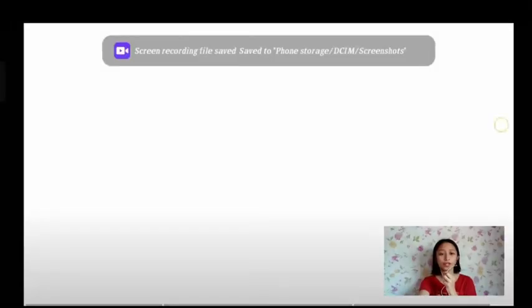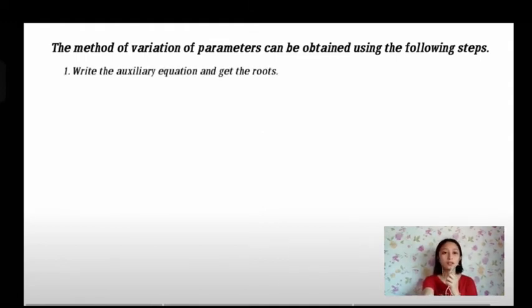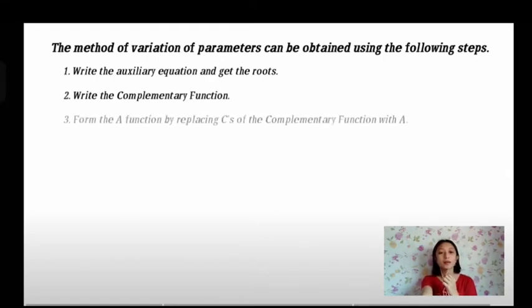The method of variation of parameters can be obtained using the following steps. Step 1. Write the auxiliary equation to get the roots. Step 2. Write the complementary function after getting the roots. Step 3. From a function, replace c of the complementary function with a.